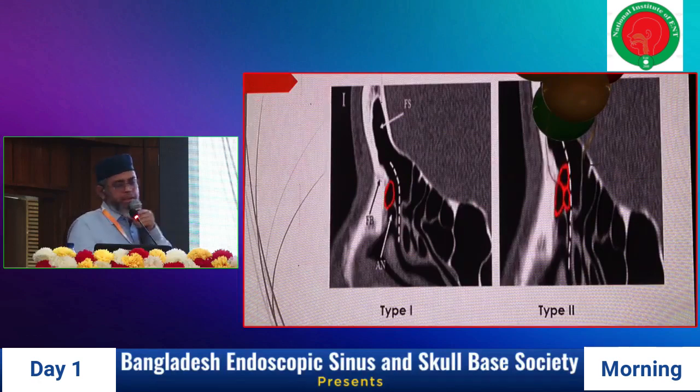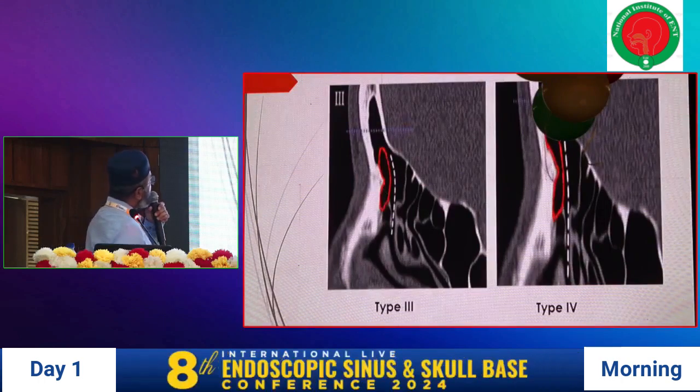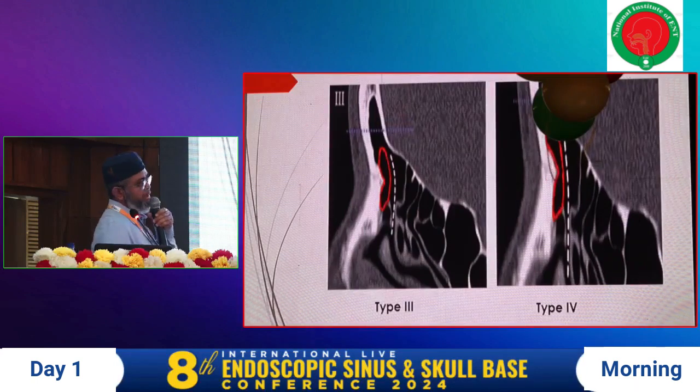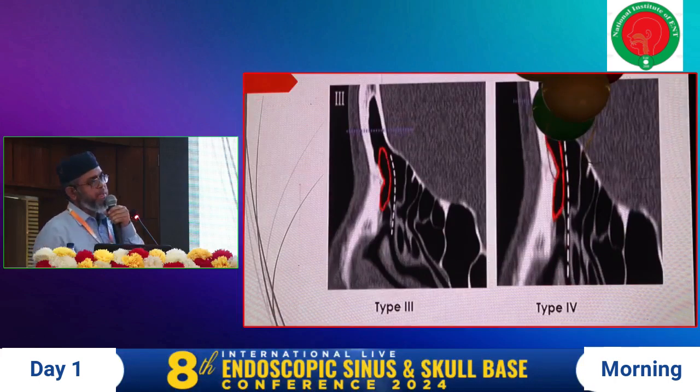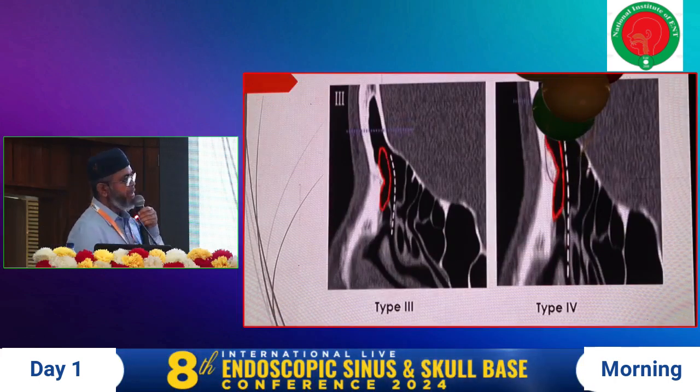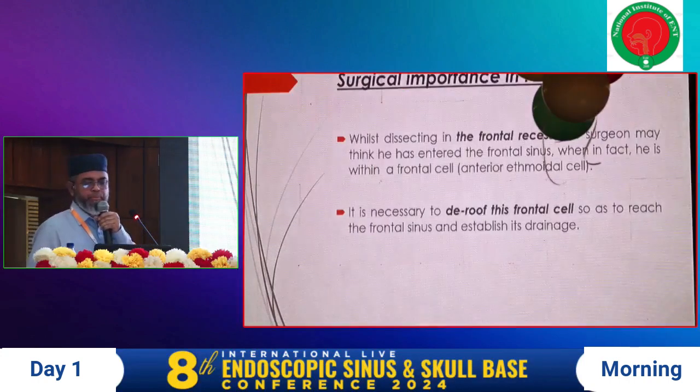These two sorts of cell can be operated easily, but in case of type 3 and type 4 cell, here the type 3 cell extends into the frontal sinus, and it is 50% in the frontal sinus, but in case of type 4 cell, more than 50% of the cell extends into the frontal sinus, and it is an isolated cell, and it is very difficult to operate. Sometimes the frontal beak may be drilled to access the sinuses.